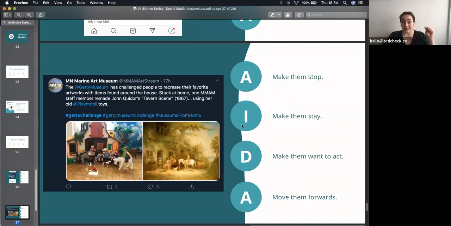Well, in this case, the museum didn't put an action. So it's always best to put an action there as best as you can, right? Do you want them to share it? Do you want them to comment on it? Do you want them to participate in the challenge too? Okay, so move them forwards somehow. Don't just have them read and forget your post. Give them something to do. Have an action for them to take.